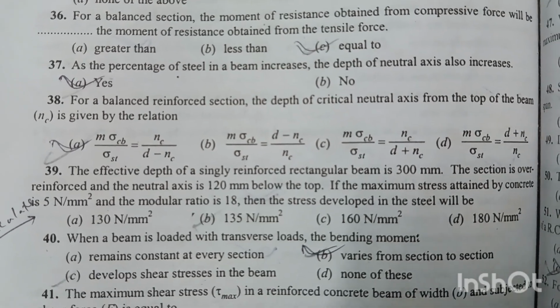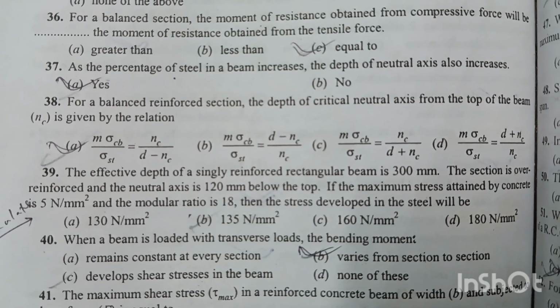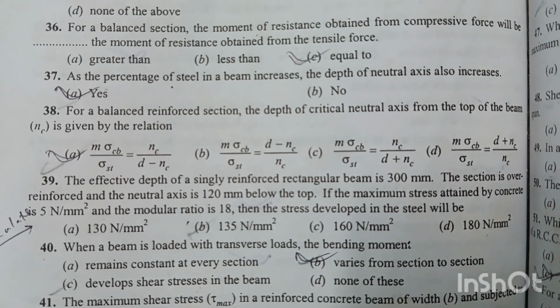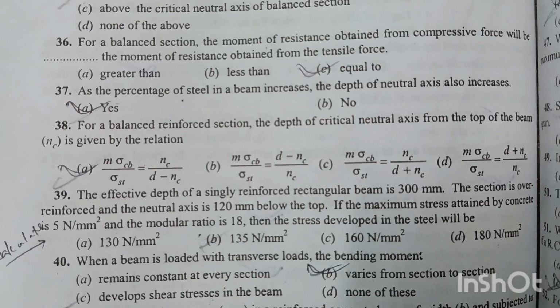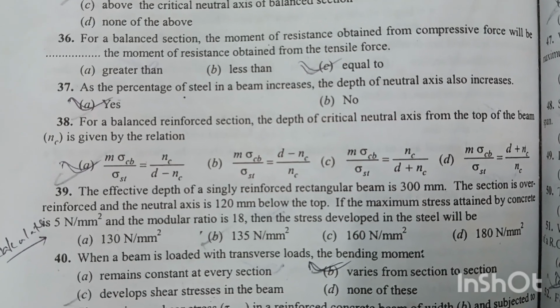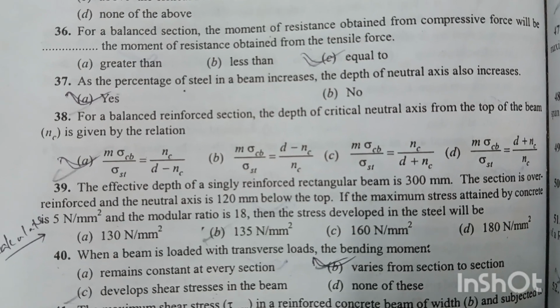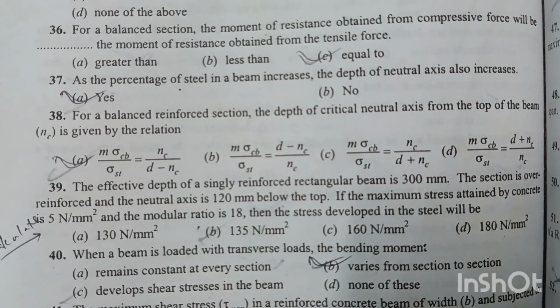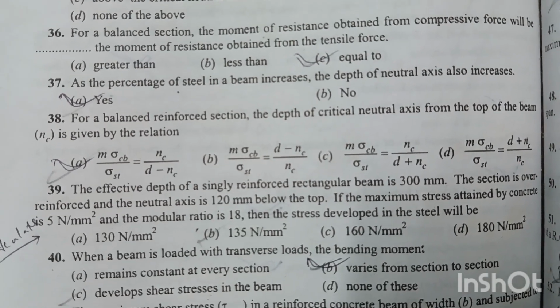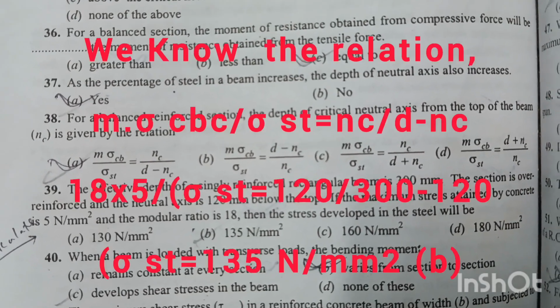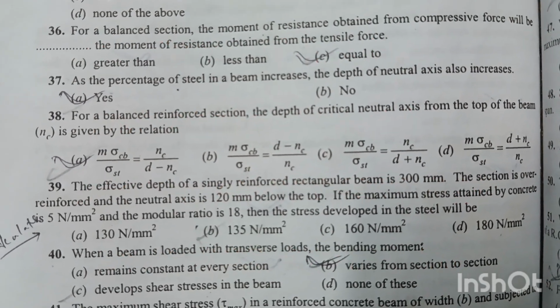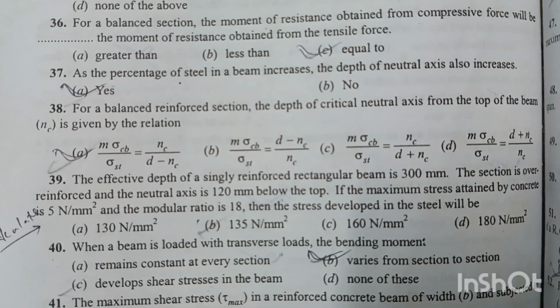Question number 39. The effective depth of a singly reinforced rectangular beam is 300 mm. The section is over-reinforced and the neutral axis is 120 mm below the top. If the maximum stress attained by the concrete is 5 Newton per millimeter square and the modular ratio is 18, then the stress developed in the steel will be 135 Newton per millimeter square. Option B is the right answer.